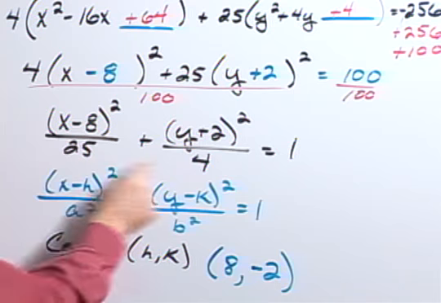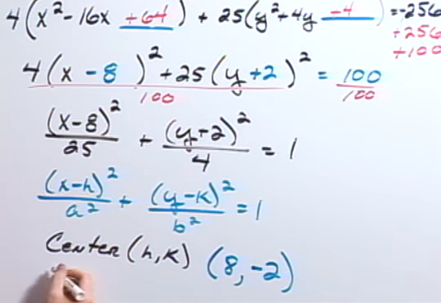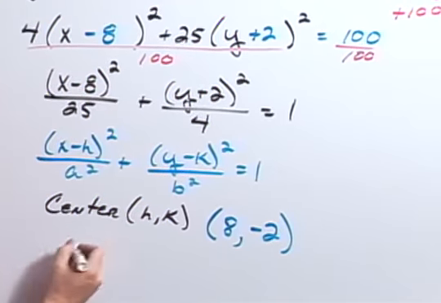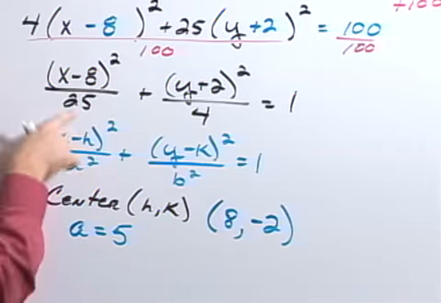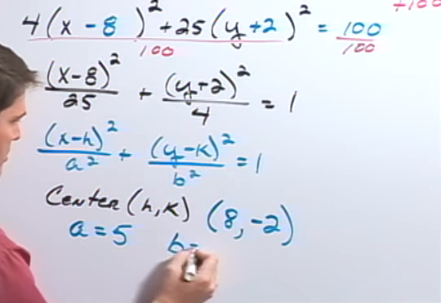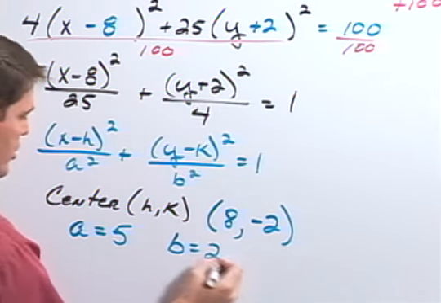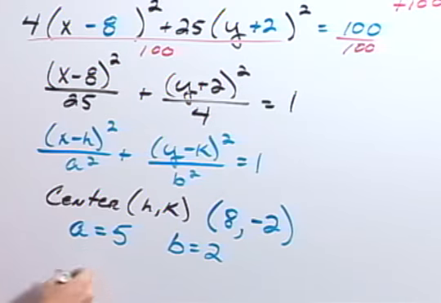And since 25 is larger, I know that my major axis is actually horizontal. So a is 5, because 5 squared is 25. And b is going to be 2, since 2 squared is 4.